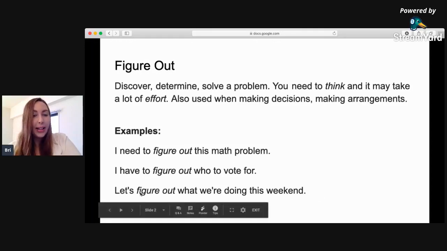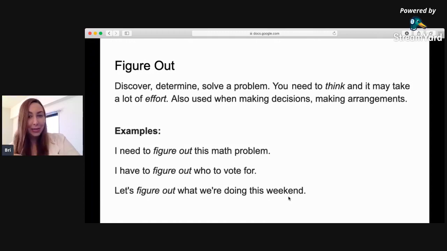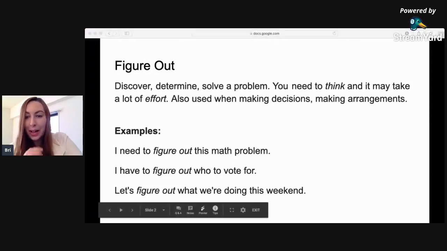So if you're figuring out what you're doing this weekend, it means it hasn't been decided yet, but maybe you have to think as a group and decide, right? If it was find out, let's find out what we're doing this weekend, it means what you're doing has already been decided by someone. So you have to go and ask that person, okay? So a little bit different, right?